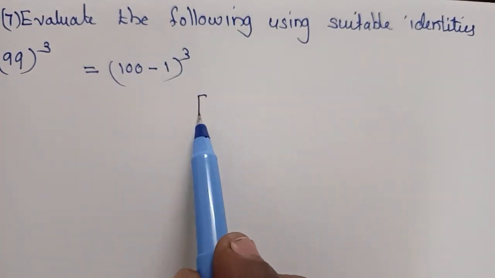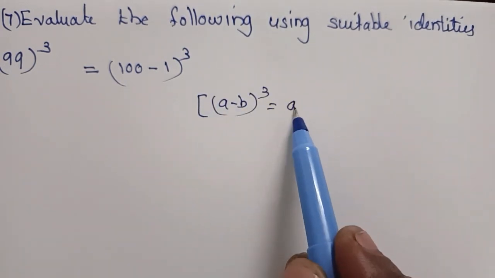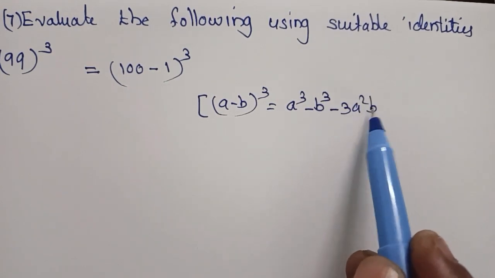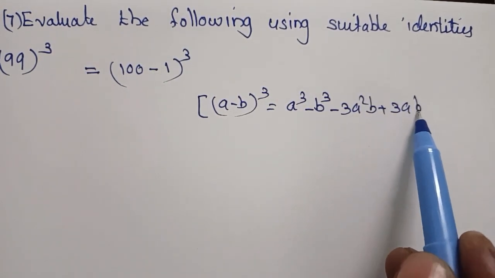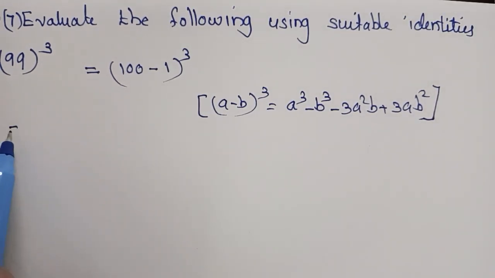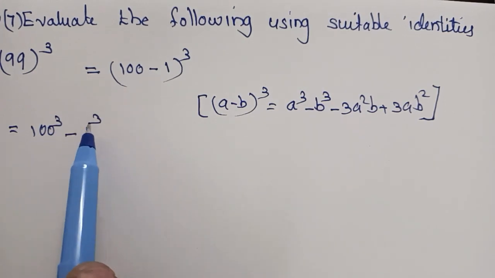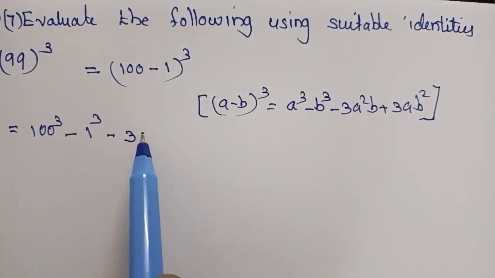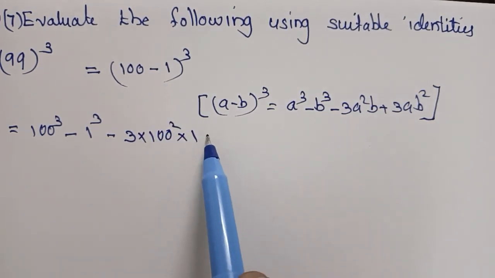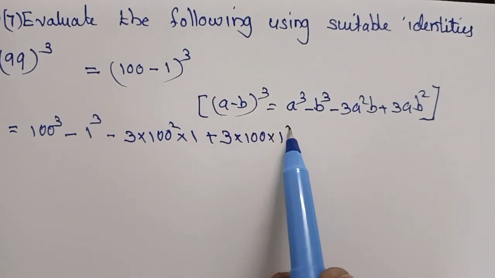Here we are using the identity a minus b the whole cube is equal to a cube minus b cube minus 3a square b plus 3a b square. This identity we have to use. A cube is 100 cube, minus b cube, 1 cube, minus 3a square b, 3 into 100 square into 1, plus 3ab square, that is 3 into 100 into 1 square.